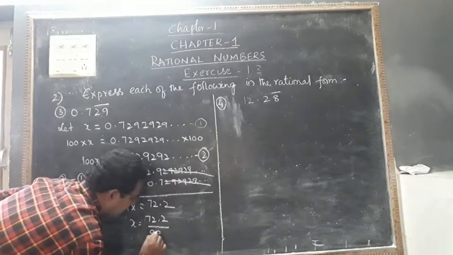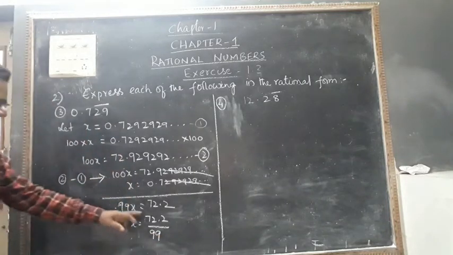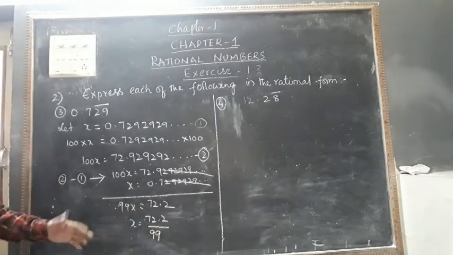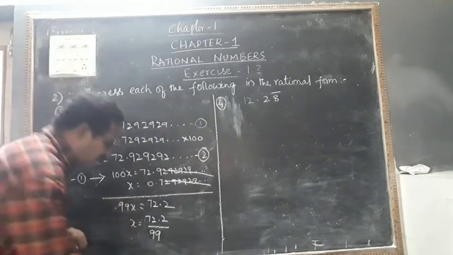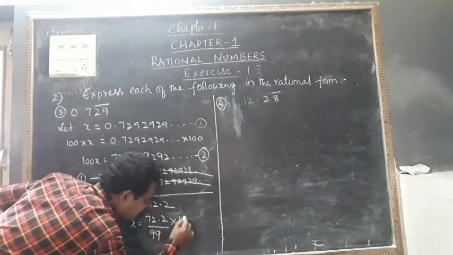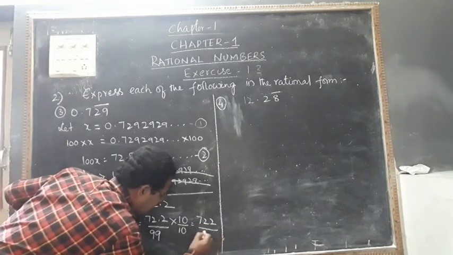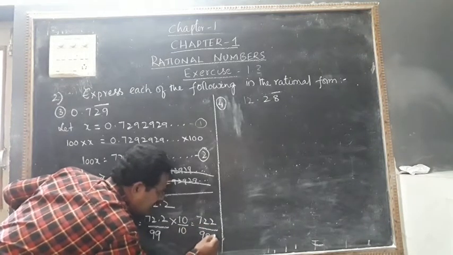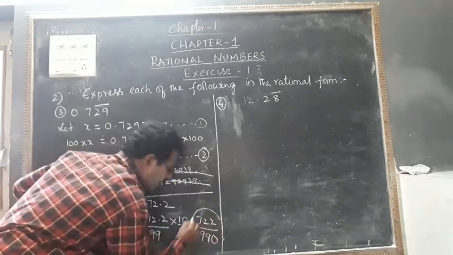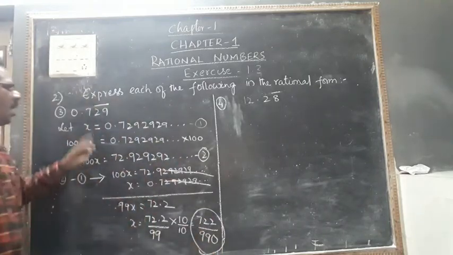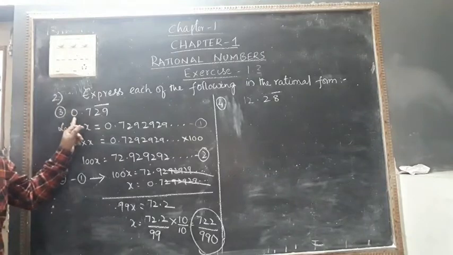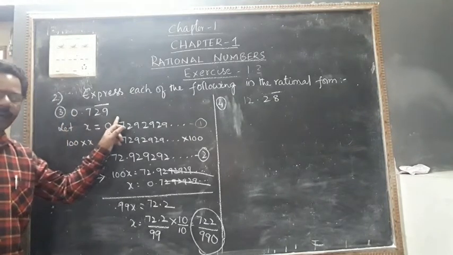72.2 by 99. Here again a decimal point is there. That decimal point should be converted into rational form. Means we have to multiply with 10 and divide with 10. Then you can get 722 by 990. This is the p by q form, or rational form, of the non-terminating repeating decimal 0.729 bar.